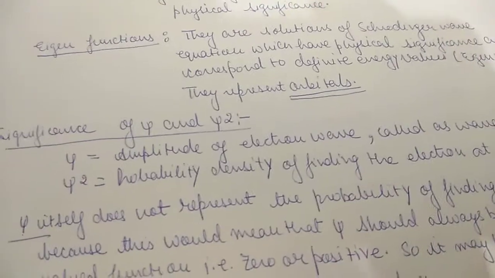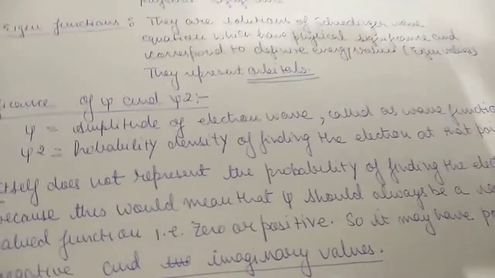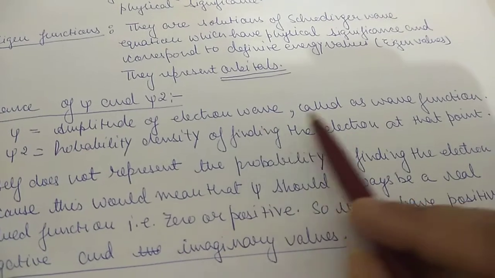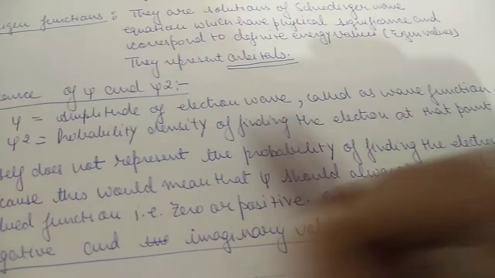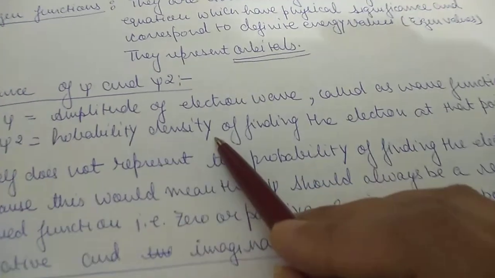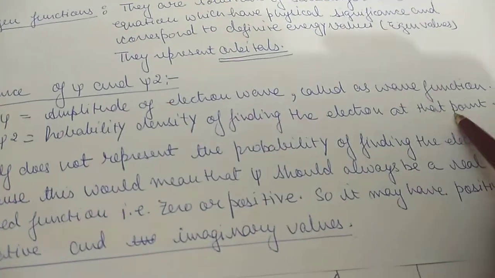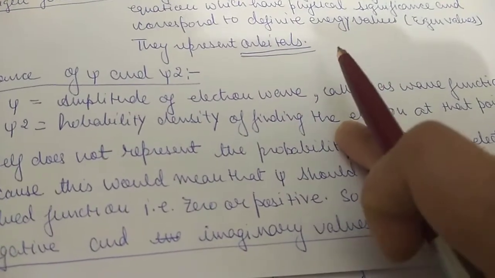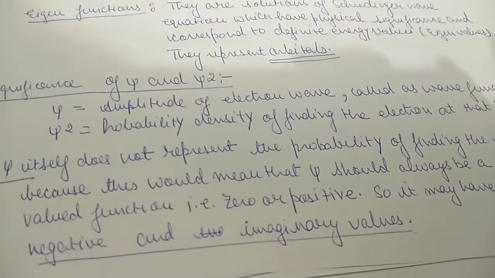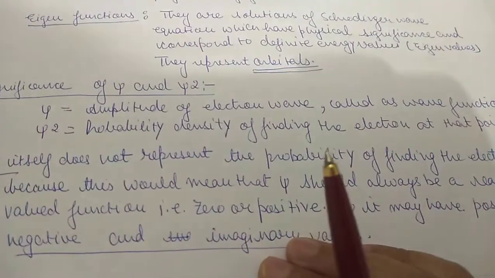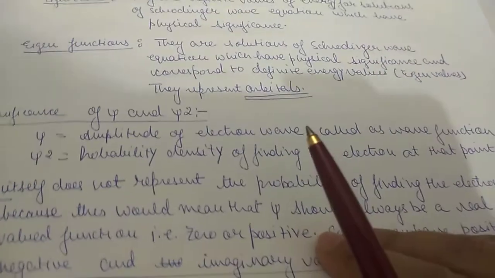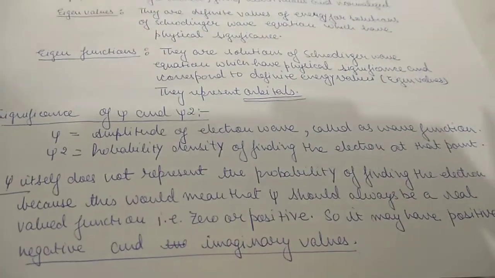Next we have significance of psi and psi square. Psi, as I've told you, is amplitude of electron wave and it is called the wave function. And psi square is square of psi. It is probability density of finding electron at a point. What is the probability of finding electron at a particular point? That is defined by psi square. So psi square is your probability density, probability of finding electron at a particular point.